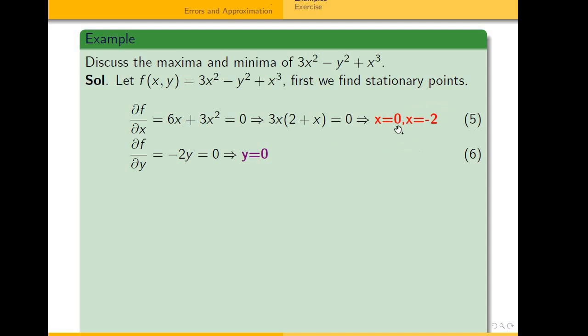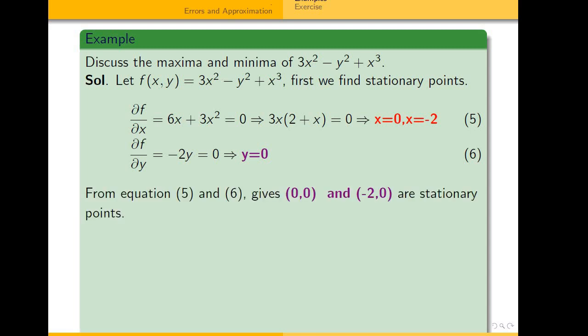Now, I will take x is equal to minus 2, and here y is equal to 0. Then we will get the second stationary point, minus 2 comma 0. So here we will get two stationary points from equations 5 and 6: (0, 0) and (minus 2, 0). Are you getting how to find stationary points here?